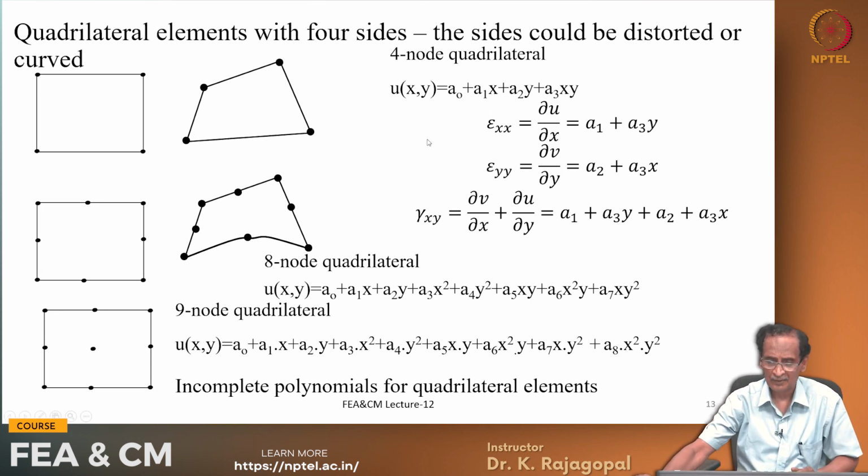See, for the 4 node quadrilateral, we have a0 plus a1x plus a2y plus a3xy, but we are missing x square and y square terms, and in the 8 node quadrilateral we are missing x cube and y cube.